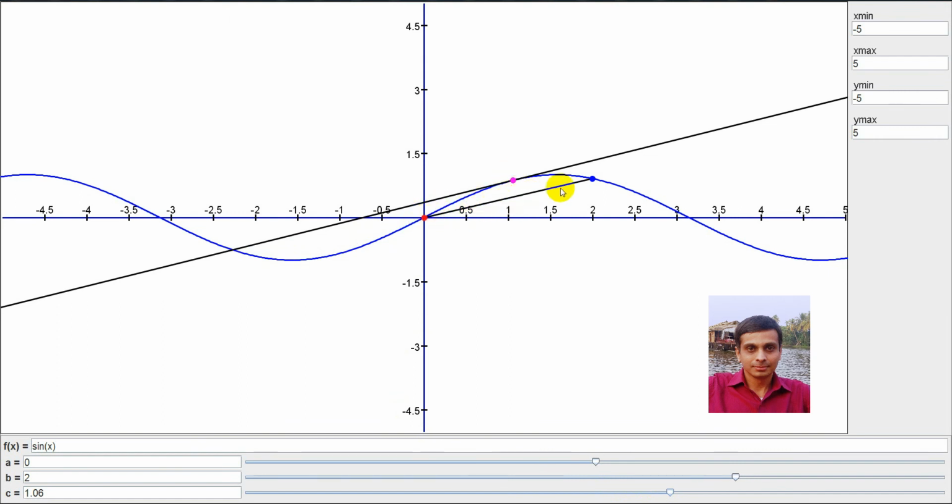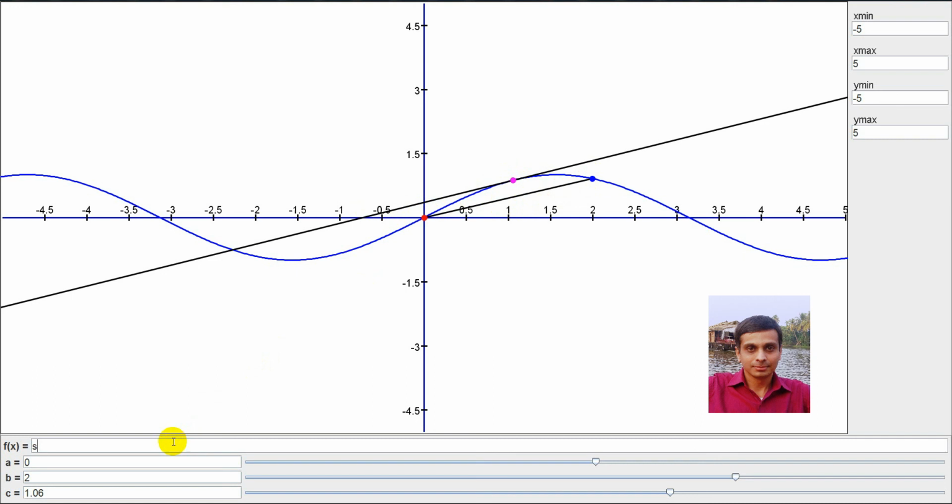This is the secant line which joins two points on the sine curve, x = 0 and x = 2. So this is the secant line joining two points on the curve, and this is a point which is intermediate to 0 and 2, and the tangent drawn at this point is parallel to this secant line.